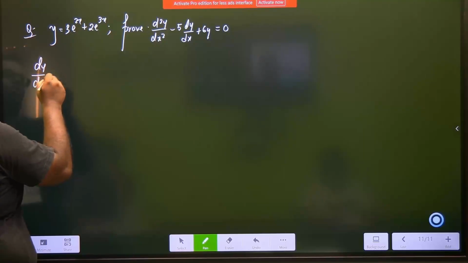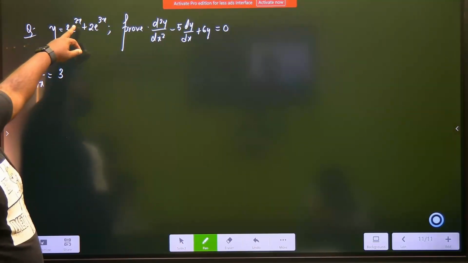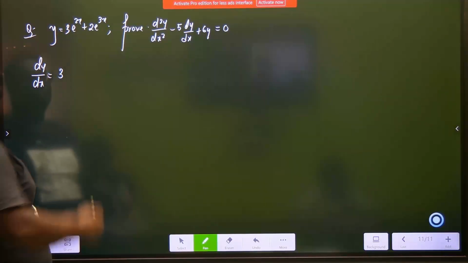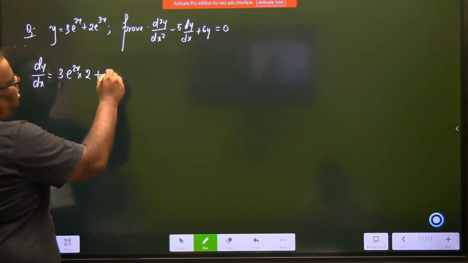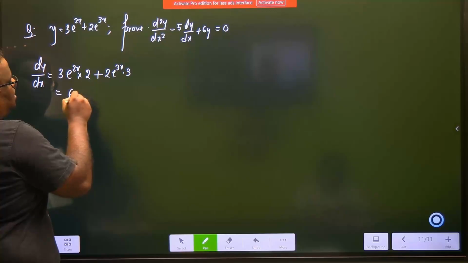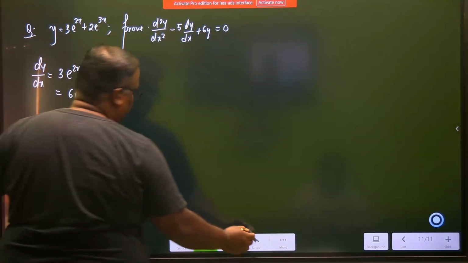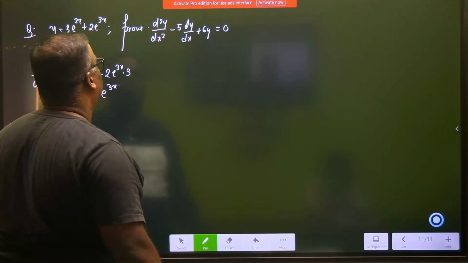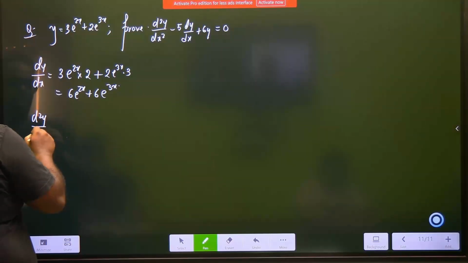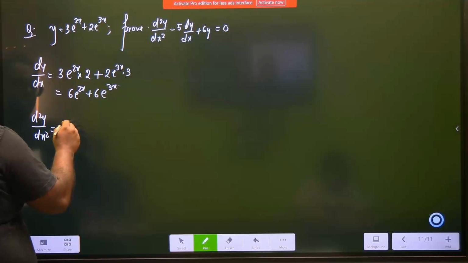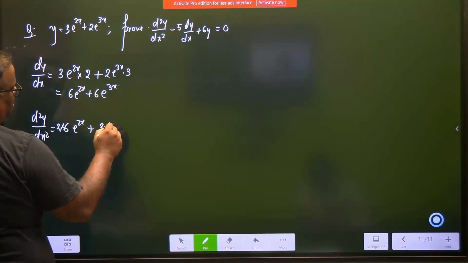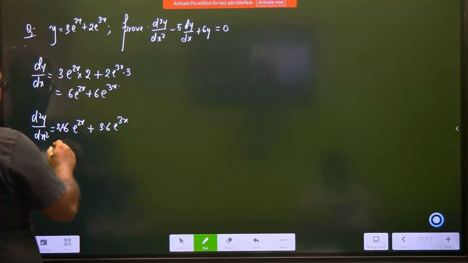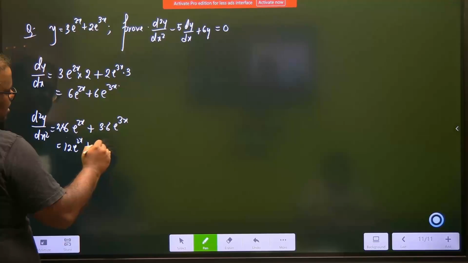dy by dx should not be a problem. So 3 is 3. How do you do it? Look, e to the power 2x, so you will do d/dx of e to the power 2x, which is nothing but e to the power 2x into the derivative of 2x, that will be 2, plus 2 e to the power 3x into 3. So basically this is 6 e to the power 2x plus 6 e to the power 3x. This is done, right? Pretty good. Then we have to do d2y by dx2. So this becomes 6 e to the power 2x into 2, and this becomes 3 multiplied by 6 e to the power 3x, right? So this value becomes 12 e to the power 2x plus 18 e to the power 3x.